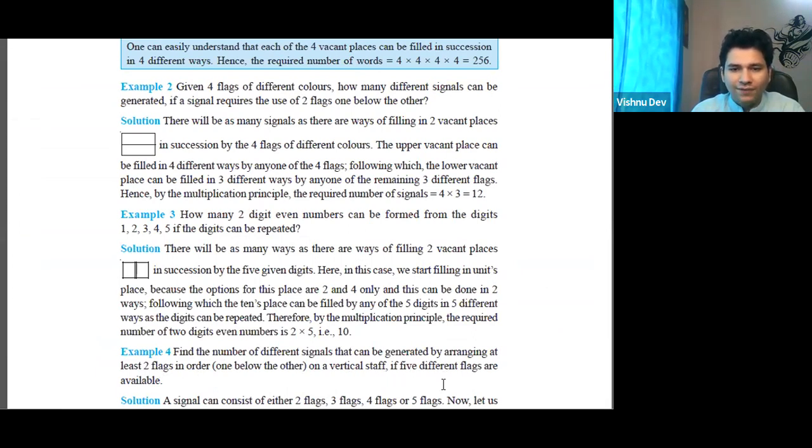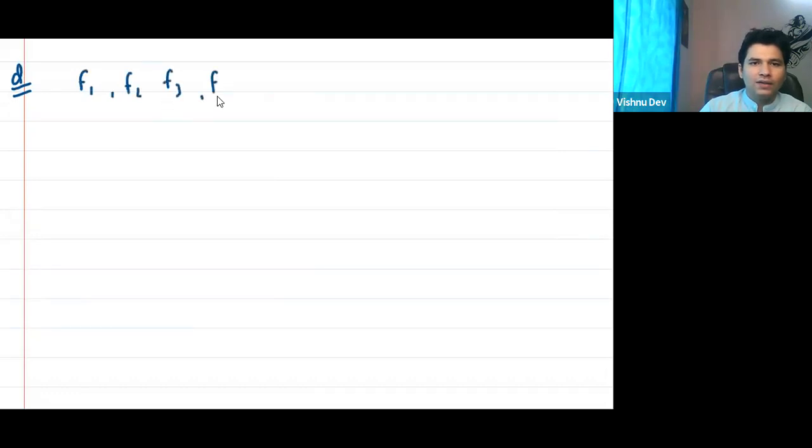If 5 different flags are available, how many flags are available? Sir, five flags. So I'm having flag 1, flag 2, flag 3, flag 4, flag 5. Okay, step by step. Now the question is at least 2. So what's the meaning of at least 2? Think once. At least 2, sir.